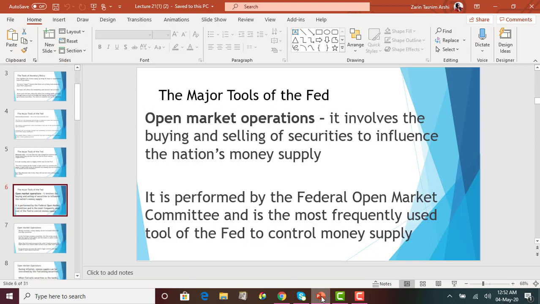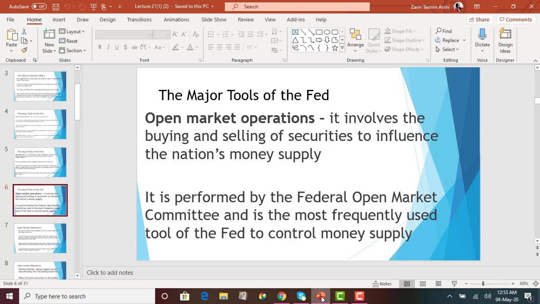The final major tool is called the open market operations. This is the one that is most commonly used. So you must remember, the most powerful one is the reserve requirement, and the most commonly used is the open market operations. What this means is the Fed engages in buying and selling securities or bonds in order to control the money supply. Okay, and this is performed by the Federal Open Market Committee.